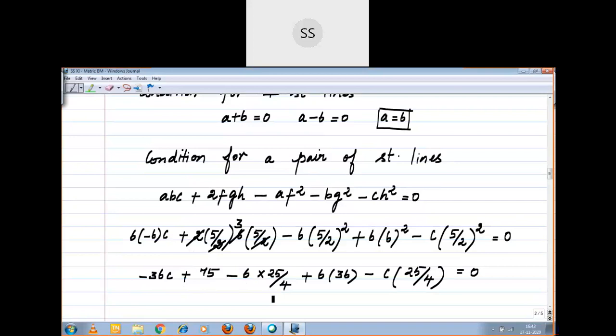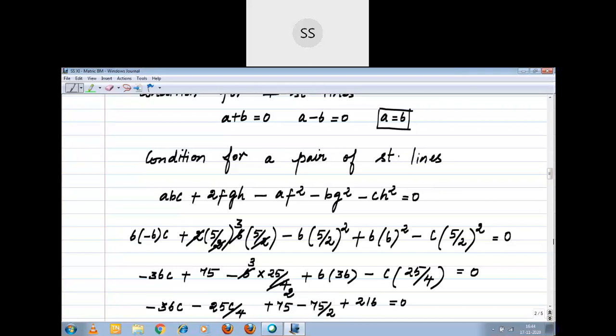Then I simplified: minus 36C plus 75 minus 6 into 25 divided by 4, right? Now you see, you can cancel 2 twos, here it becomes 3. Now, minus 36C minus 25C divided by 4 plus 75 minus 75 by 2 plus 6 sixes are 36, that is 216, equal to 0.